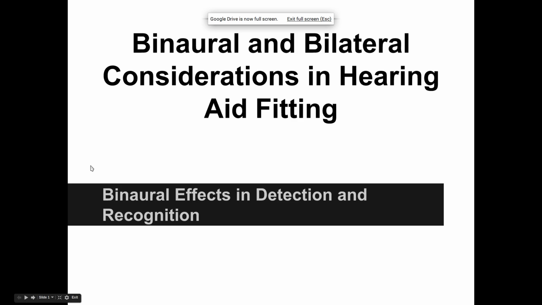Okay, this first section will be talking about binaural effects in detection and recognition. Actually, this is the second section in the chapter, binaural and bilateral considerations in hearing aid fitting.